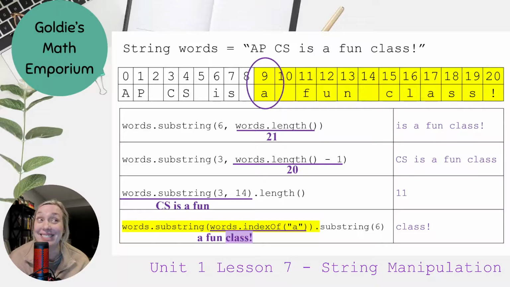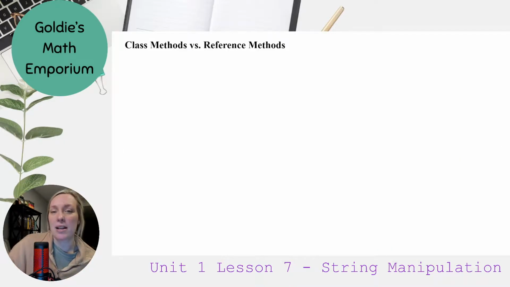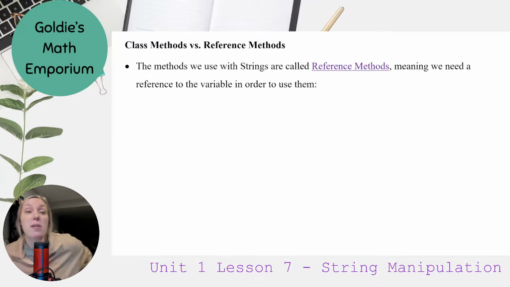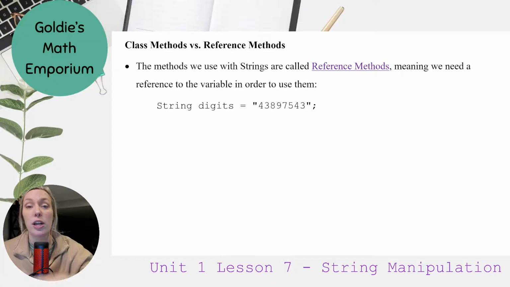Fun stuff. This is the last little bit here. It's a long video, so thank you for sticking with me. Let's finish off with class methods versus reference methods. The methods we use today with strings are called reference methods, meaning we needed a reference variable in order to use them.